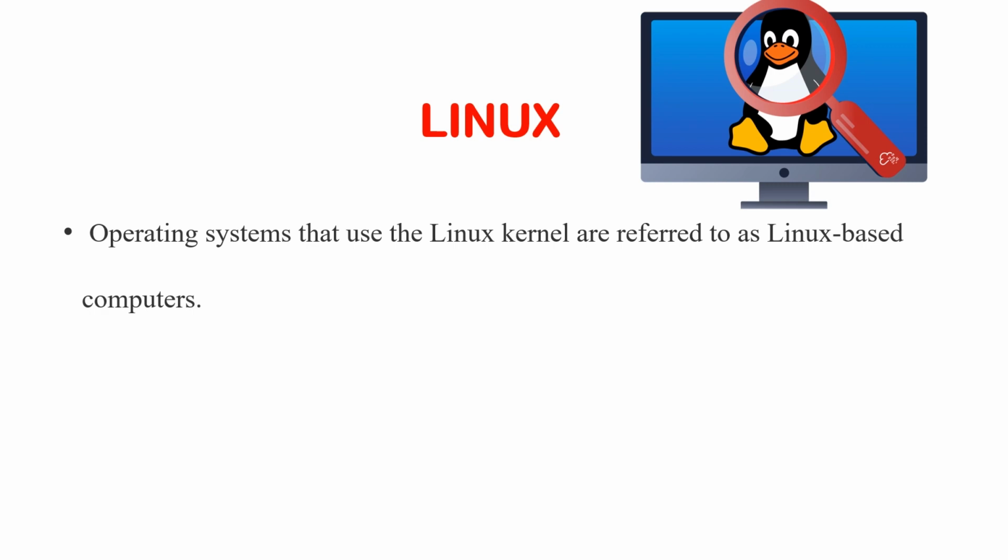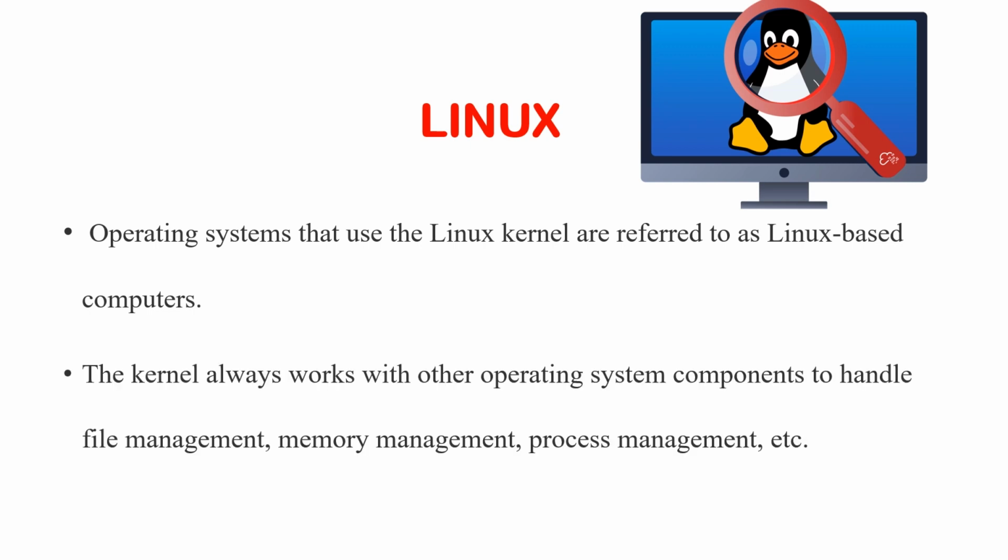So like if you want to turn on the Wi-Fi option on the computer, you'll basically do this by clicking the menu option and then turning on the Wi-Fi. But internally, the kernel instructs the hardware module to power up and start working. So this is how the kernel works. And in this case, the operating systems which use the Linux kernel are known as Linux-based computers. The kernel always works with other operating system components to handle file management, memory management, and process management.